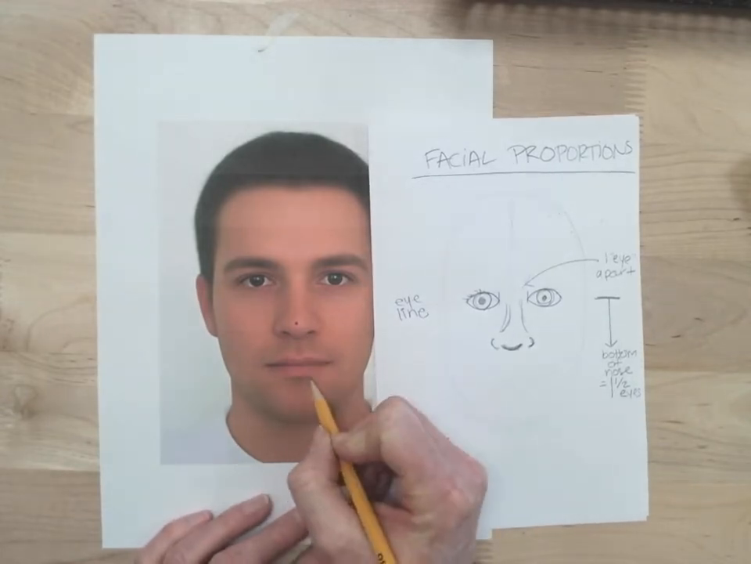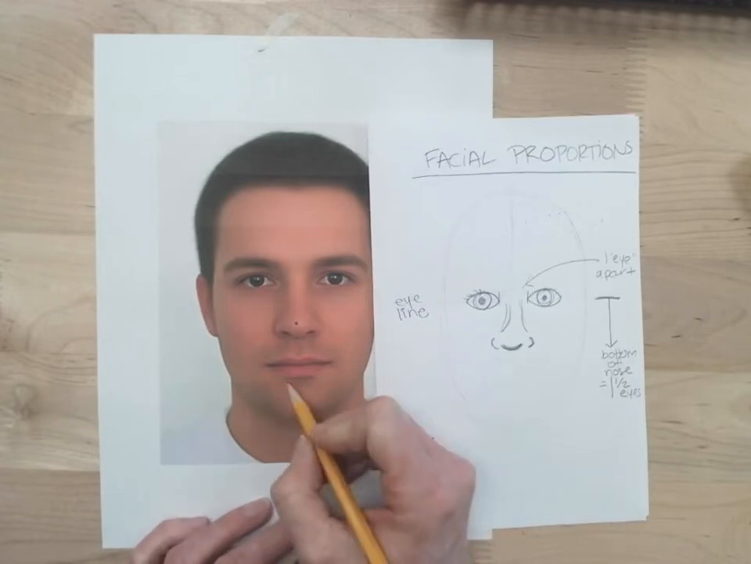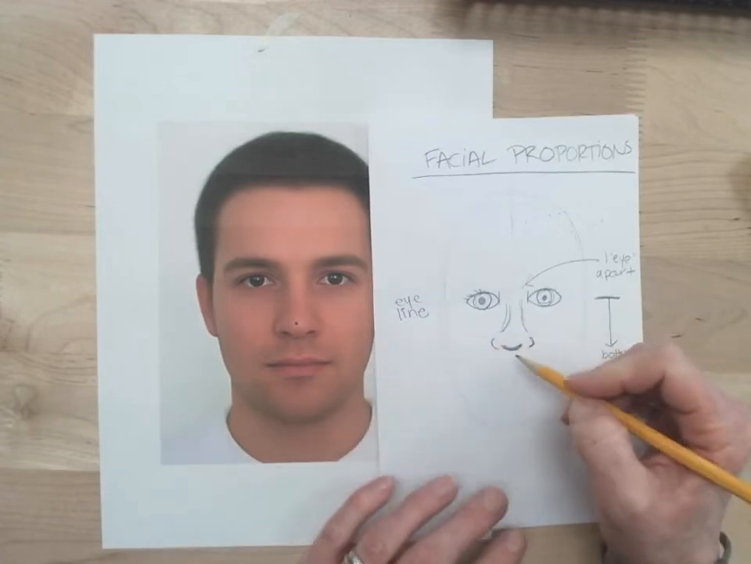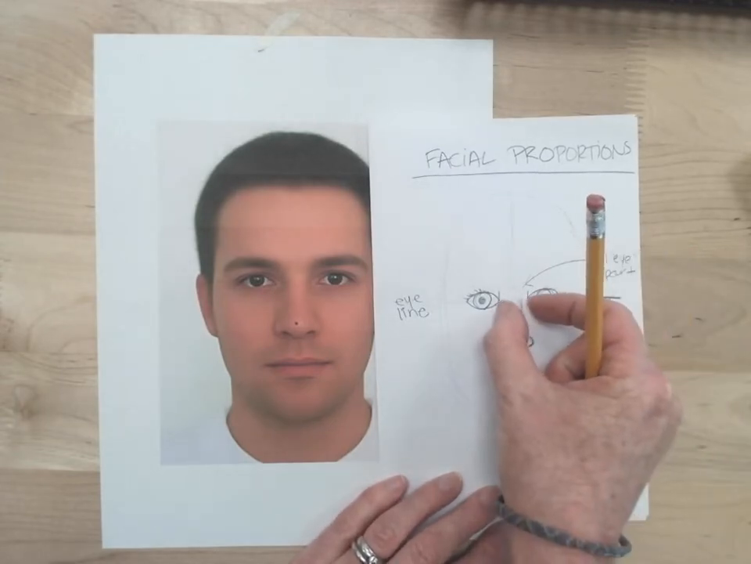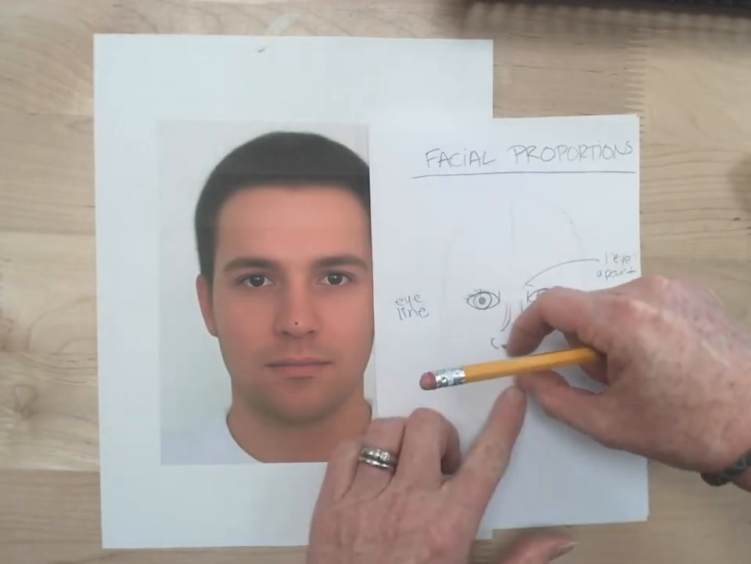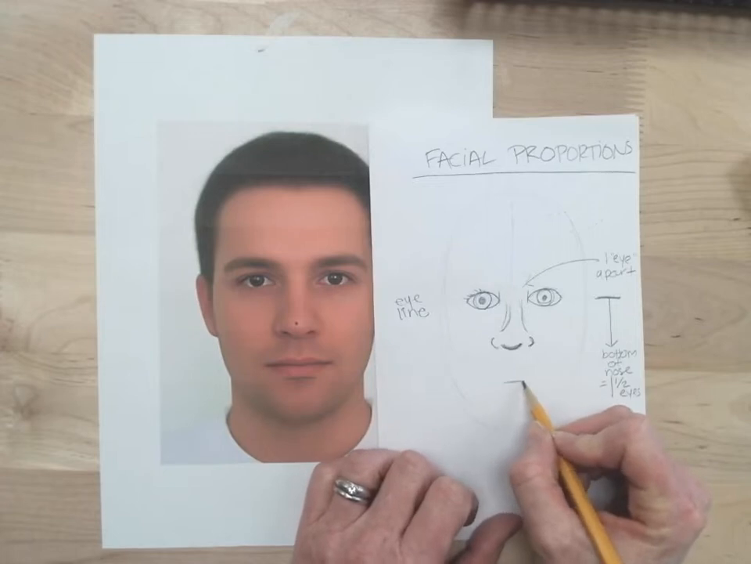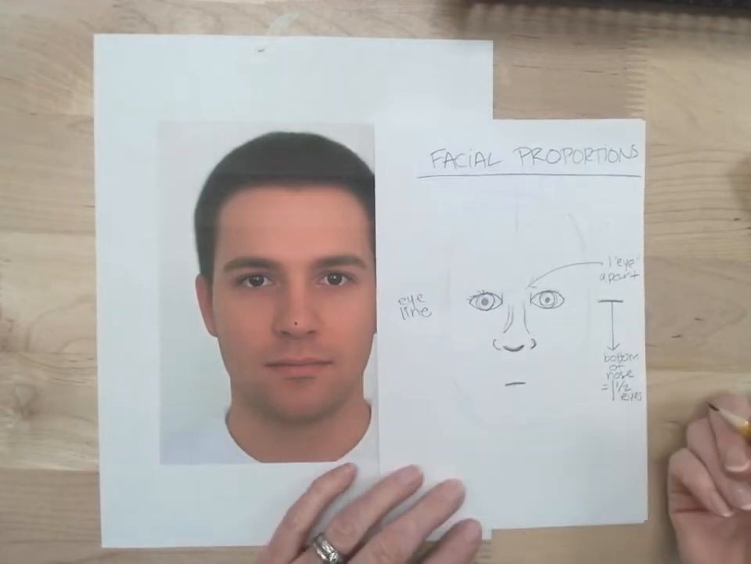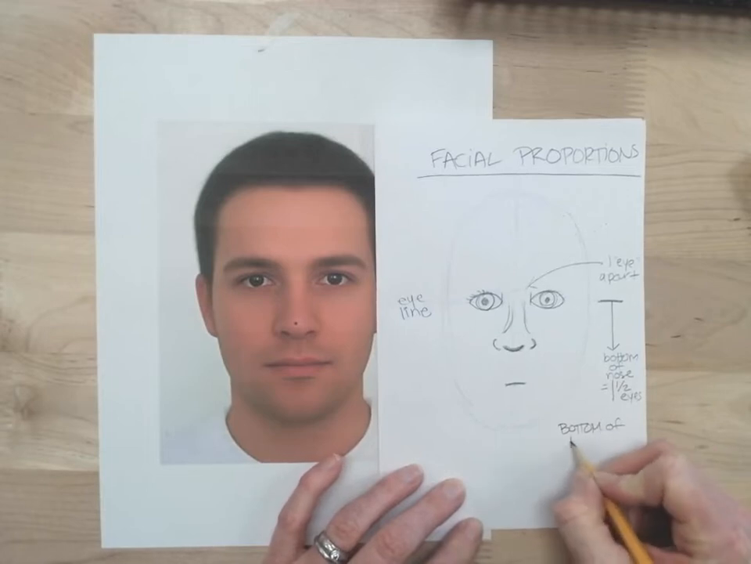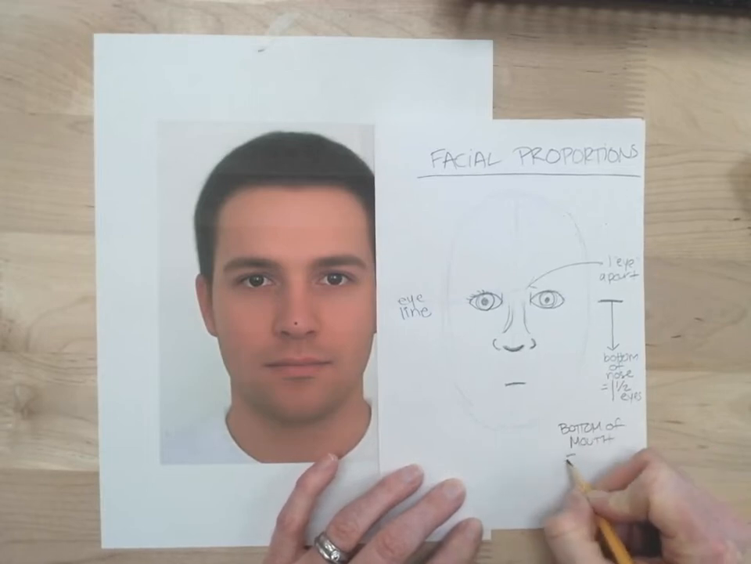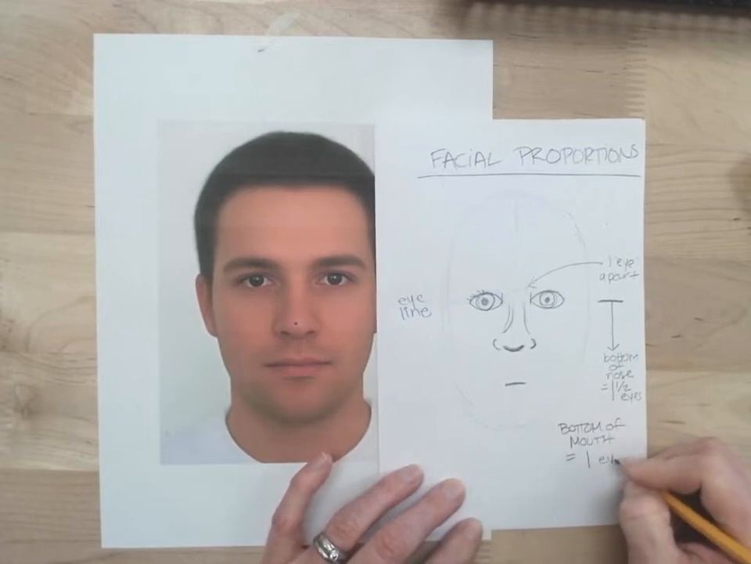This to this is an eye. I forgot, my bad. I'll tell you why in a second. So from the bottom of my nose to the bottom of my mouth is another eye. I'm going to go back to my first measurement, measure down. That's the bottom of my mouth. So make a note, bottom of mouth is another eye, one eye.